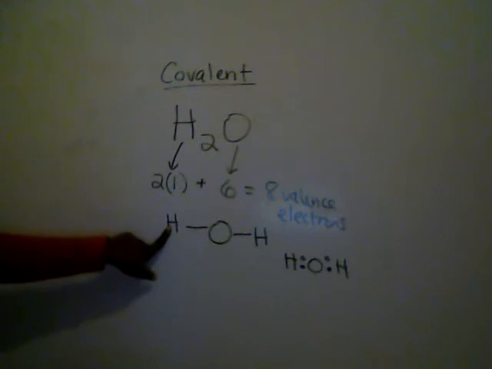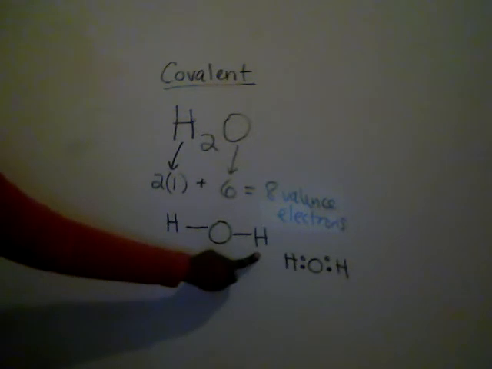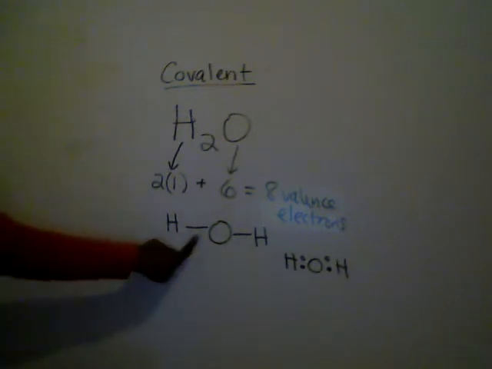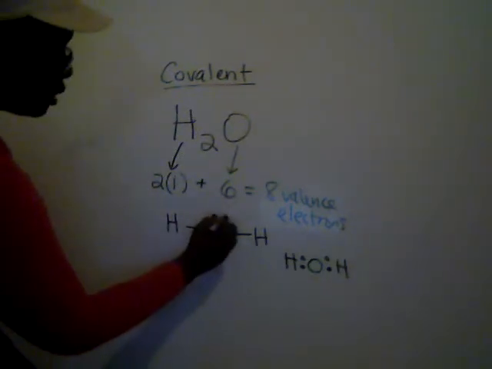One thing for hydrogen, hydrogen is fine with only having 2 valence electrons. So these hydrogens are already satisfied. They already have the 2 electrons that they want by sharing them with oxygen. So those 4 valence electrons we have left, we're going to actually just put them here on the oxygen.